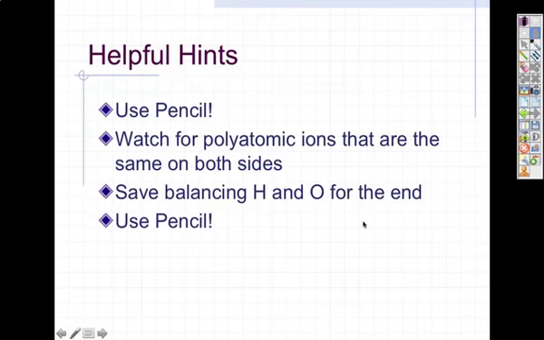Okay, here's some helpful hints when you are doing balancing, and again, that's all we're going to be doing on balancing as notes. So if you need more help before we do some practice next week, or later this week, you can start working on some of it with your computer. So watch for those polyatomics, make sure they're the same on both sides, and if they are, you can treat them that way. Save balancing hydrogen and oxygen for the end. And use a pencil. It's on there twice because it's very helpful. A lot of erasure marks.